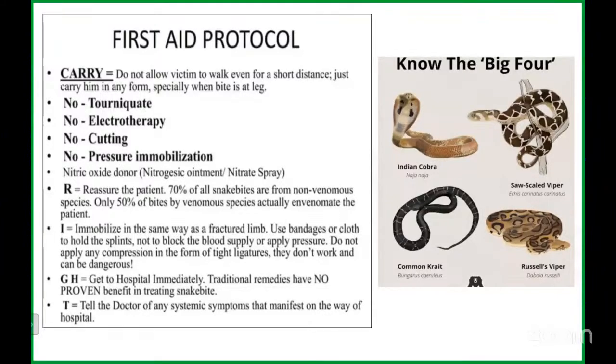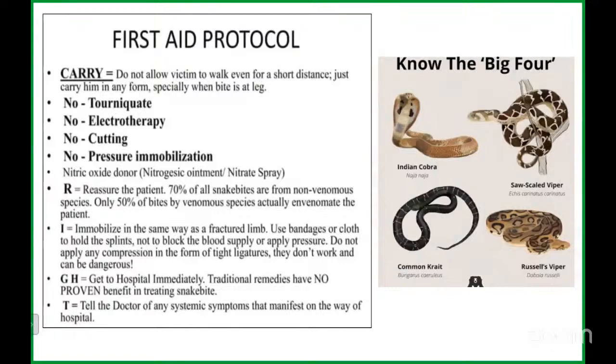I is for immobilize the patient in the same way as you do for a fractured limb. You just stabilize that limb or stabilize the part that has been bitten. Use bandages or cloths to hold the splints. Do not tie the bandages. Do not block the supply or apply pressure. Do not tourniquet. As I said, please do not suture. Do not ligate. Do not suture, because they can be dangerous.